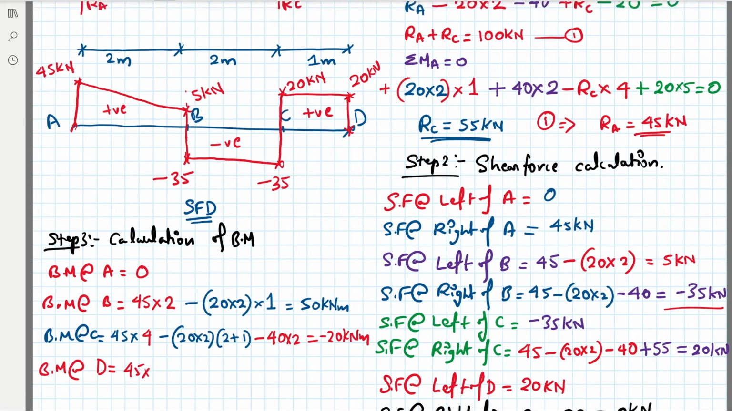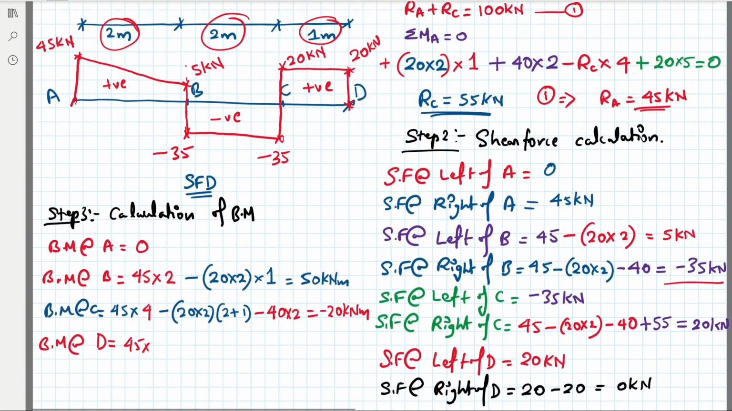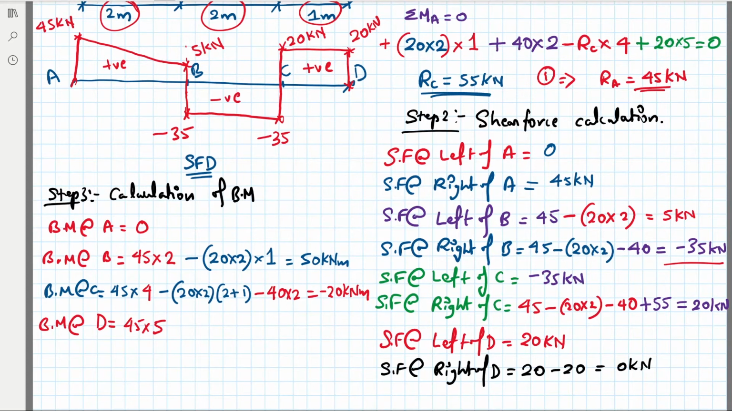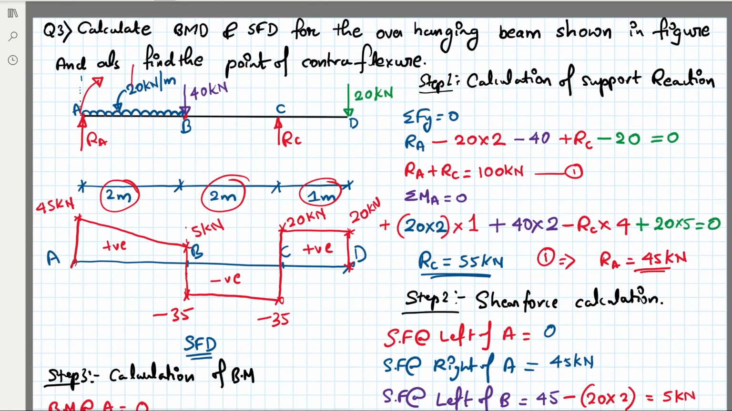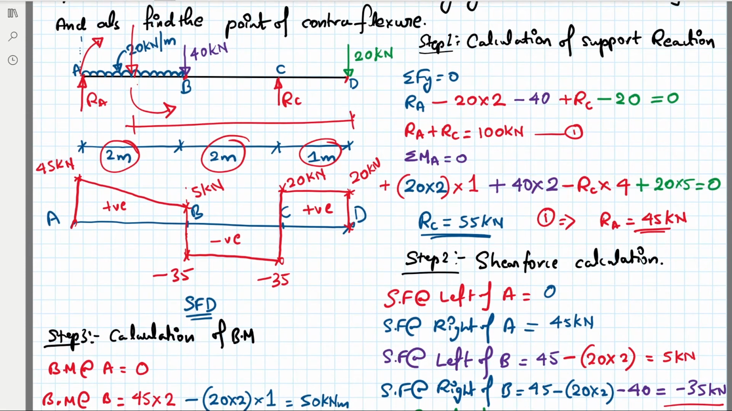Taking moments about D: 45 kilonewton, at a distance of 2 plus 1 meter, rotates in the clockwise direction, therefore plus 45 into 5. From the UDL, which rotates in the anti-clockwise direction, first I will convert that into a point load. About D, it rotates anti-clockwise, so I will take minus 20 into 2. The distance is 1 meter plus 2 meter plus 1 meter, so totally we have 4 meter.